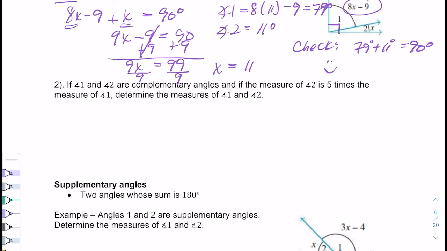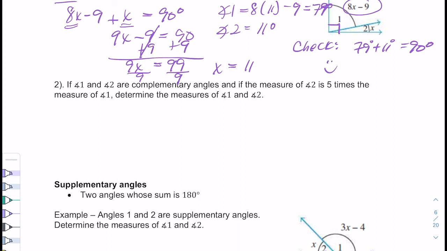In number 2, it says if angle 1 and angle 2 are complementary angles, and if the measure of angle 2 is 5 times the measure of angle 1, determine the measures of angles 1 and 2. Feel free to pause the video and reread that question a couple times if you need to, and then unpause when you're ready to solve it with me.